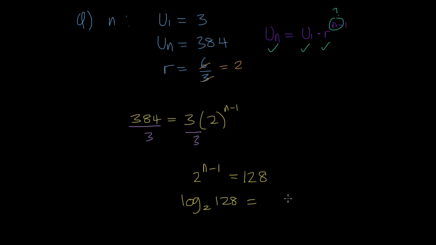Equals n minus 1. So log base 2 of 128 gives 7, so that would be 7 equals n minus 1. And when I add 1 to both sides, I get n equals 8. Okay, so this is the final answer that we're looking for.